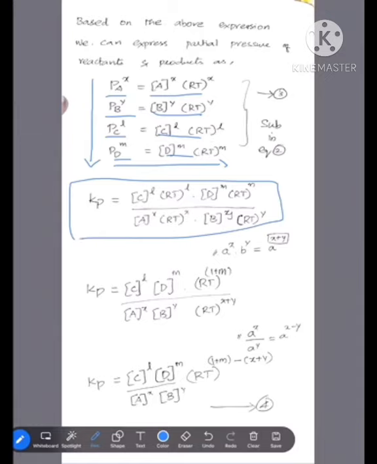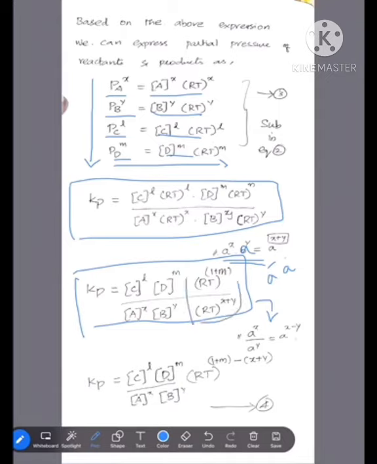Now you apply simple maths: when the bases are the same, you can add the powers. Here the bases are just RT and the powers are different, so I add l plus m, and below we add x plus y. So I get an expression like this. Next, I apply similar maths: when you have the same bases in division, you can just subtract the powers. So a to the power x by a to the power y is a to the power x minus y. I'm applying the same formula to this portion.